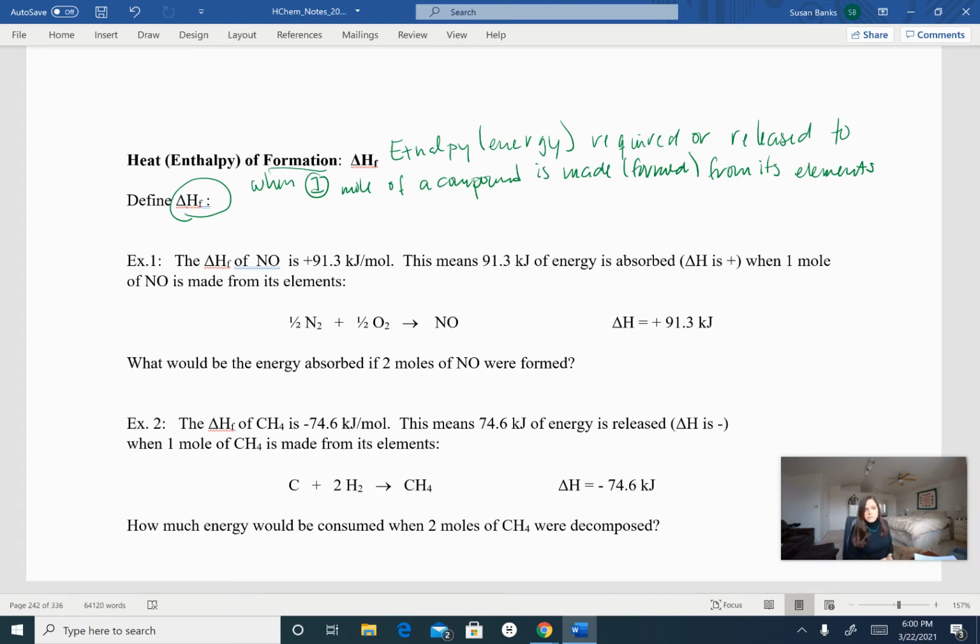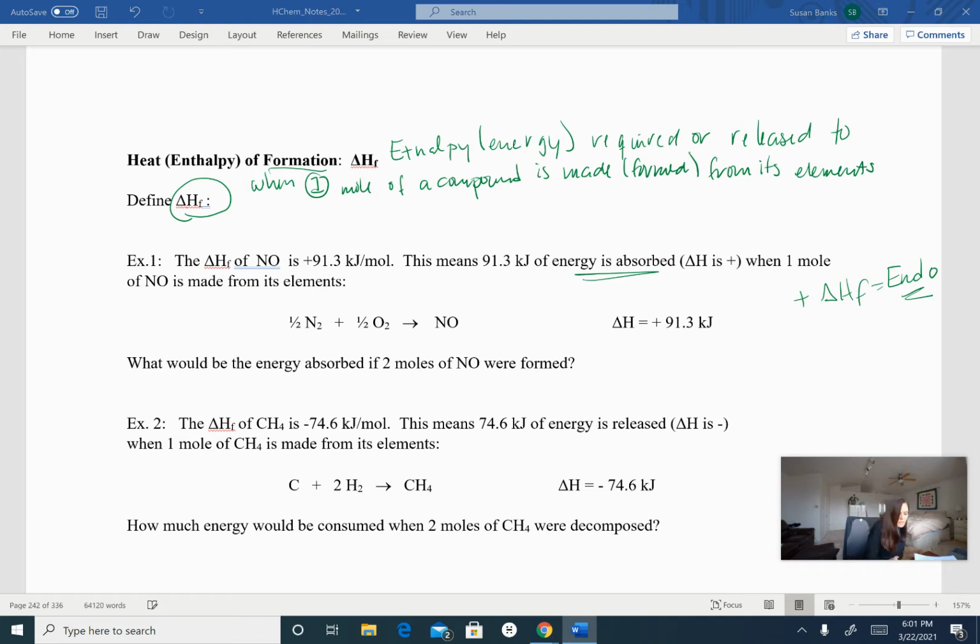So let's look at a couple of examples and how we use this. Okay, so the heat of formation for nitrogen monoxide is a positive 91.3 kilojoules per mole. So that means, since that positive 91, that means I have to put that heat into this reaction. So that means this is endothermic. Heat or energy is absorbed. So this is endothermic. So if I have a positive delta H of formation, this is endothermic. Okay, I have to put energy into this reaction.